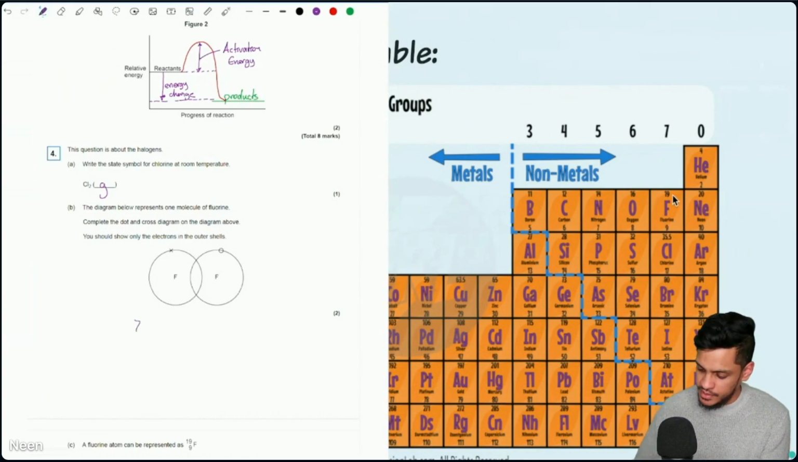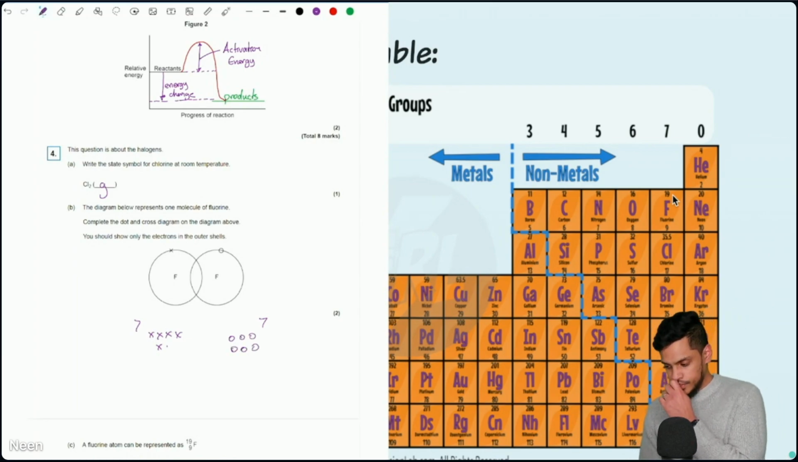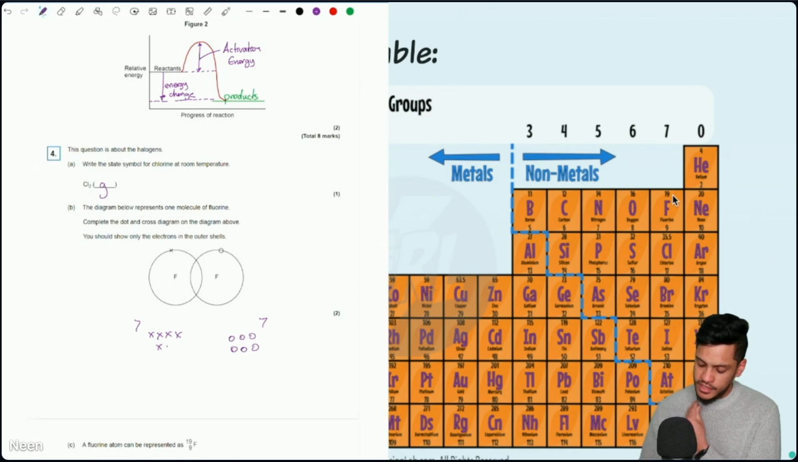So this fluorine has 7 electrons. So we'll say 7 crosses. 1, 2, 3, 4, 5, 6, 7. We've already drawn one up here though, so I'm not going to draw that one. We got 7 dots or circles. 1, 2, 3, 4, 5, 6. So to get a full outer shell, they don't want 7. They both want 8 electrons. So this fluorine wants 8. This fluorine wants 8. So for this fluorine to get a full outer shell, it needs to basically share one of these electrons. So let's share this one.